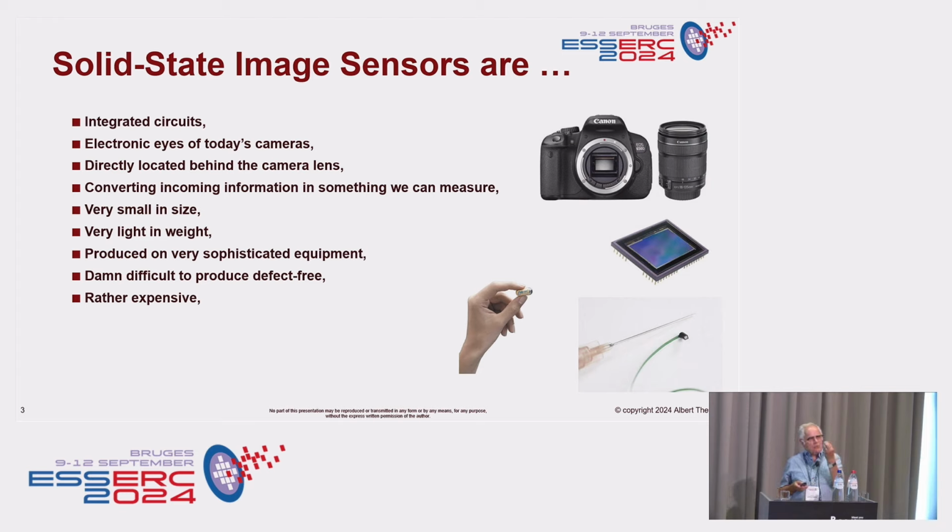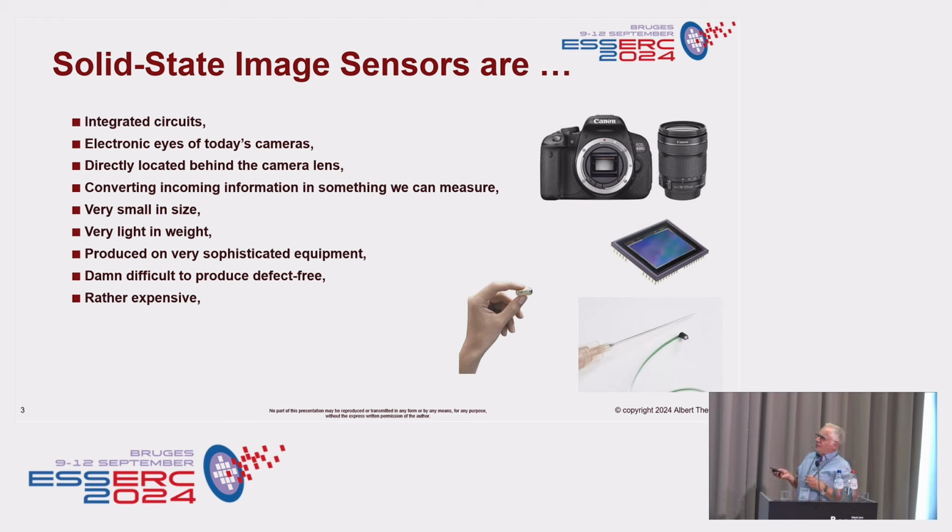The doctor wants to go with that endoscope into the smallest locations in your lungs, and that's the reason why it needs to be that small. They are produced on very sophisticated equipment that is not only for image sensors but for integrated circuits in general, and it's very, very difficult to produce them defect-free.